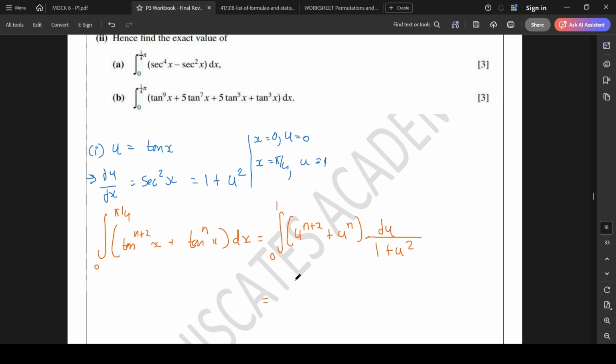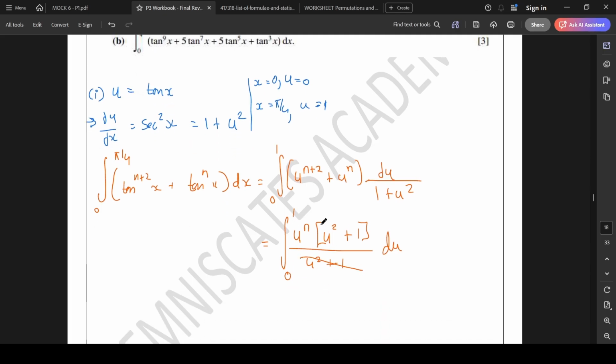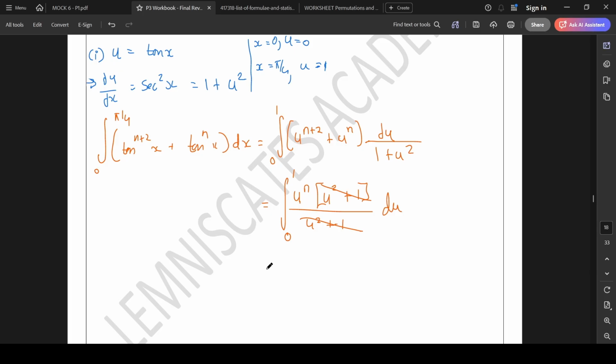So yes, the idea is you're going to say that this is integration of, I'll take u to the power of n as a common, and then I'll be left with u square. So it is going to become u to the power of n, times u square plus 1, and this is divided by u square plus 1 because of this, and du. The integration goes from 0 to 1. Clearly this and this cancel out, and you have to integrate this, which will come out as u to the power of n plus 1 over n plus 1. Now apply the limits of 0 to 1.